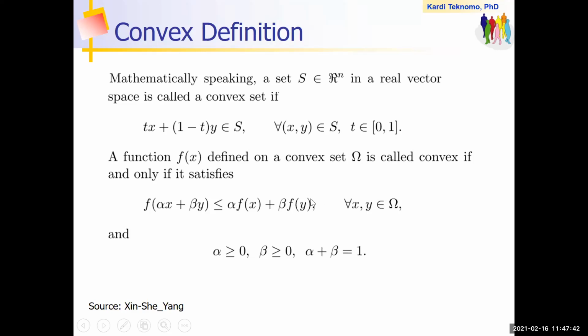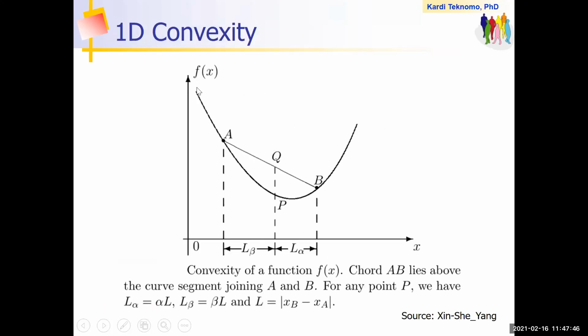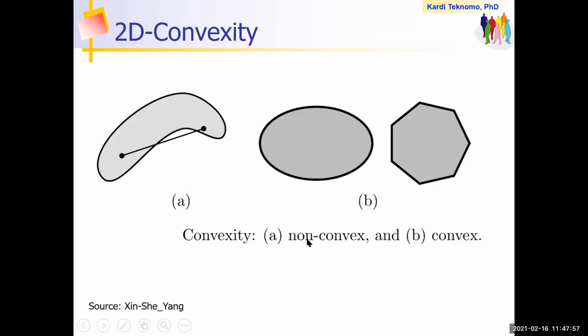Maybe it is easier if I can show you the figure in the next. Here, this figure represents a convex function. And this figure in A is non-convex. In B, this is convex. You see, the convex function in 2D represents something like a circle, an ellipse, something close to that.